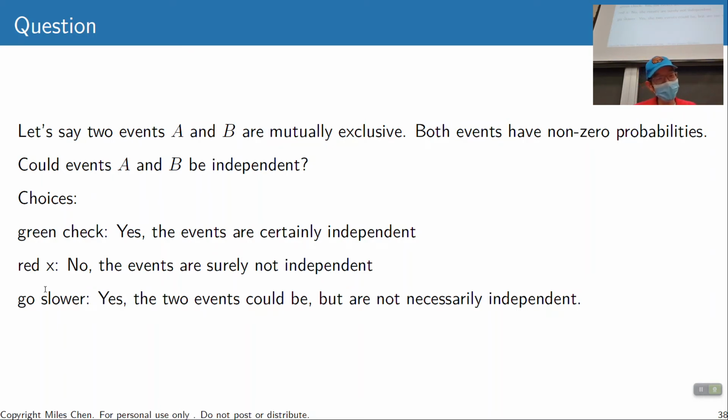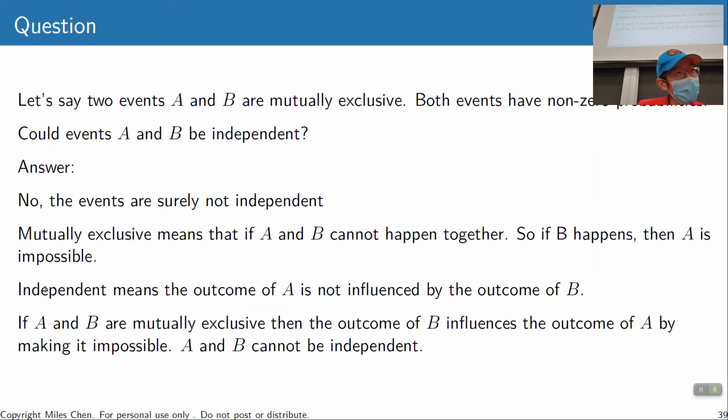The answer is actually they are certainly not going to be independent. If you think about it, mutually exclusive means the probability of A and B is equal to 0. So basically, if B happens, we know A cannot happen. And if A happens, we know B cannot happen. So the probability of A given B is going to be 0. If we know B has happened, what's the probability A is going to happen? The probability of A given B is going to equal 0.